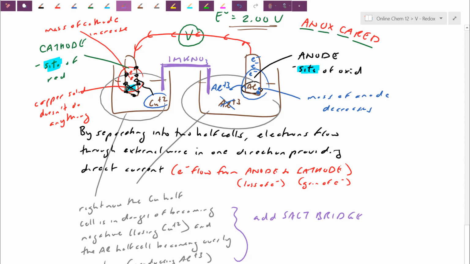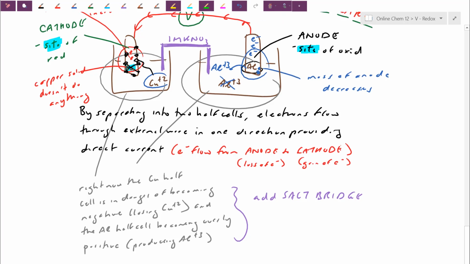The K plus and NO3 minus might actually react, but we chose that chemical because it's so bad at oxidizing, so bad at reducing. You can check the table where they appear, really low on the bottom left, really high on the top right side. Add a salt bridge to maintain, what's its job? To maintain electrical neutrality.